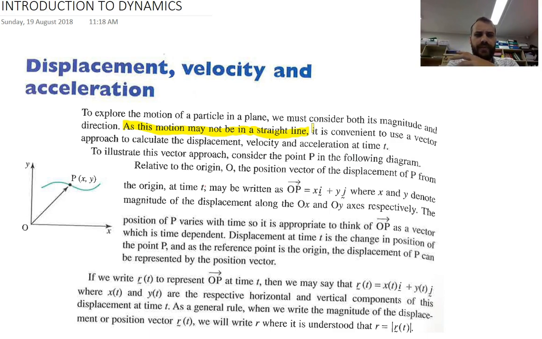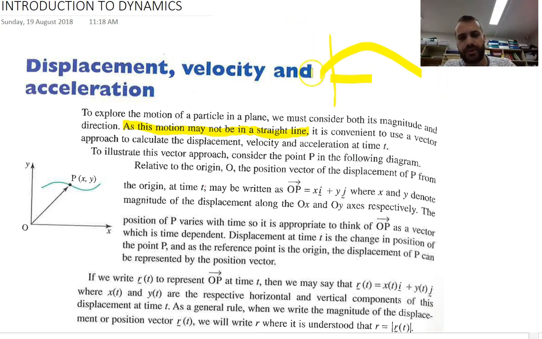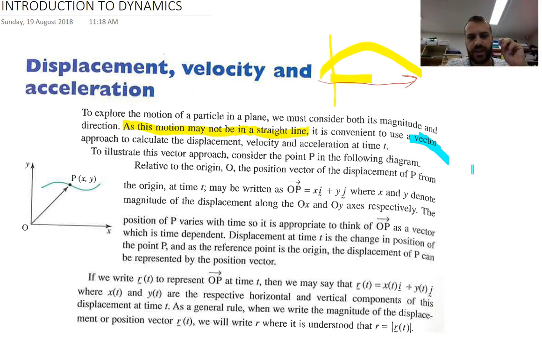But if you fire a cannonball, it flies through the air in a parabolic arc. So it's moving upwards, but it's also moving across. It's not like a sprinter that just goes straight along the ground. It's moving in more than one dimension. So it's going to be useful to use vectors in terms of our displacement, velocity, and acceleration. So that's where we're headed. That's why we're going to be using vectors for this next year.